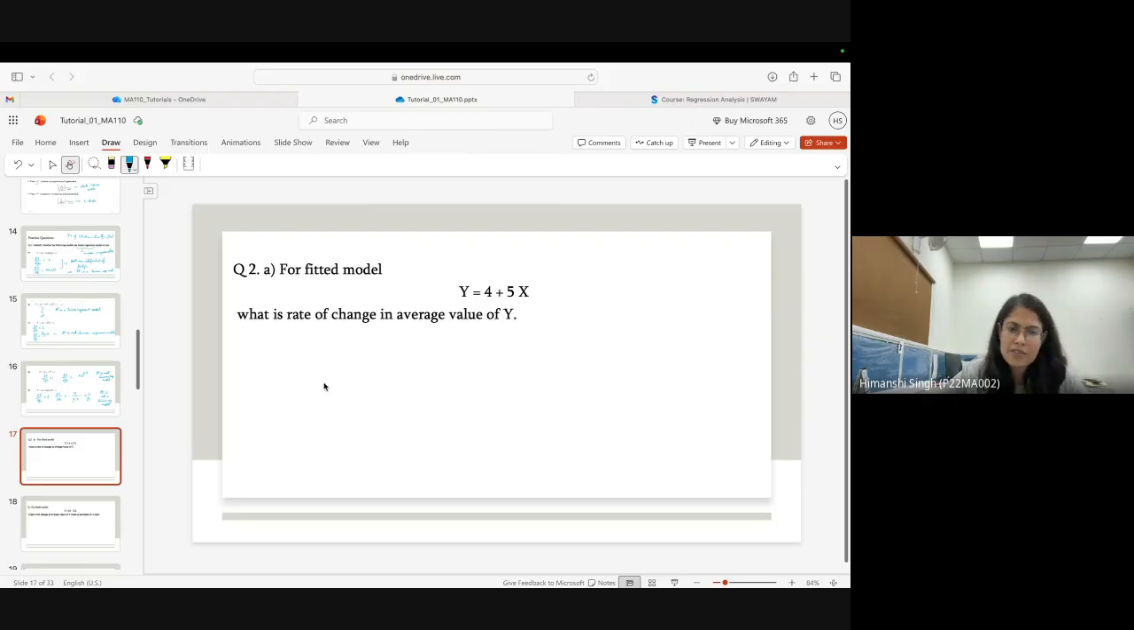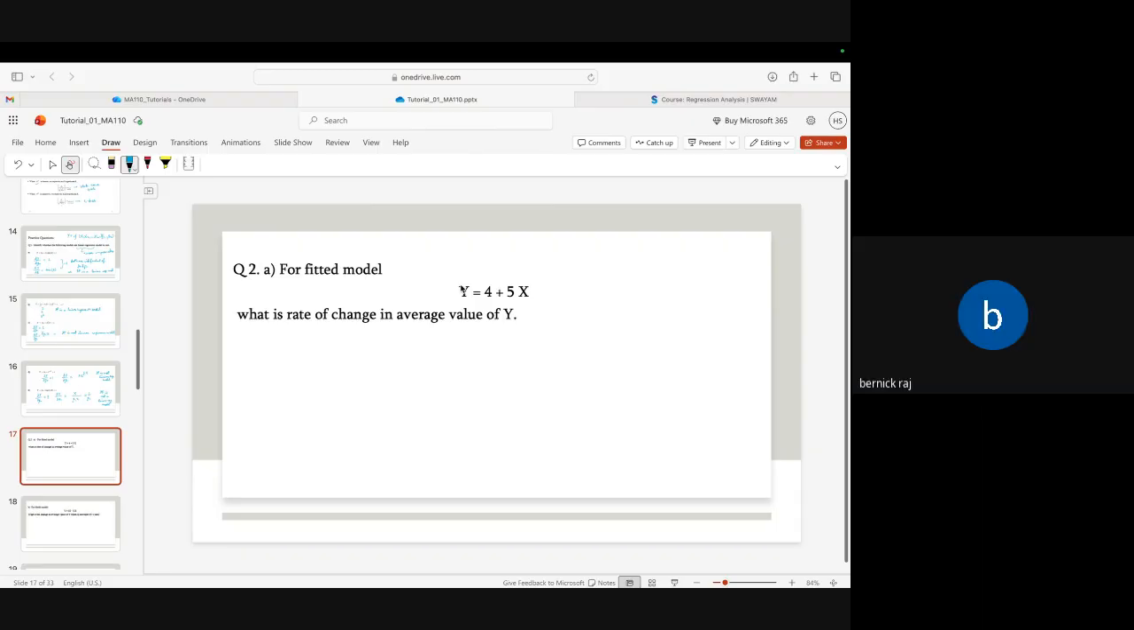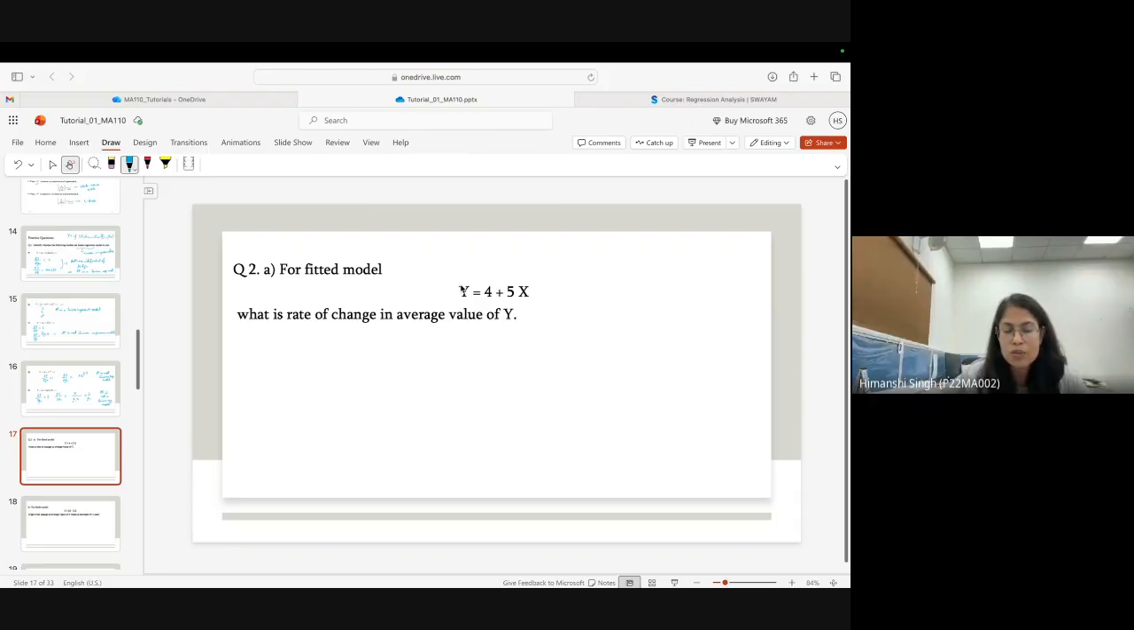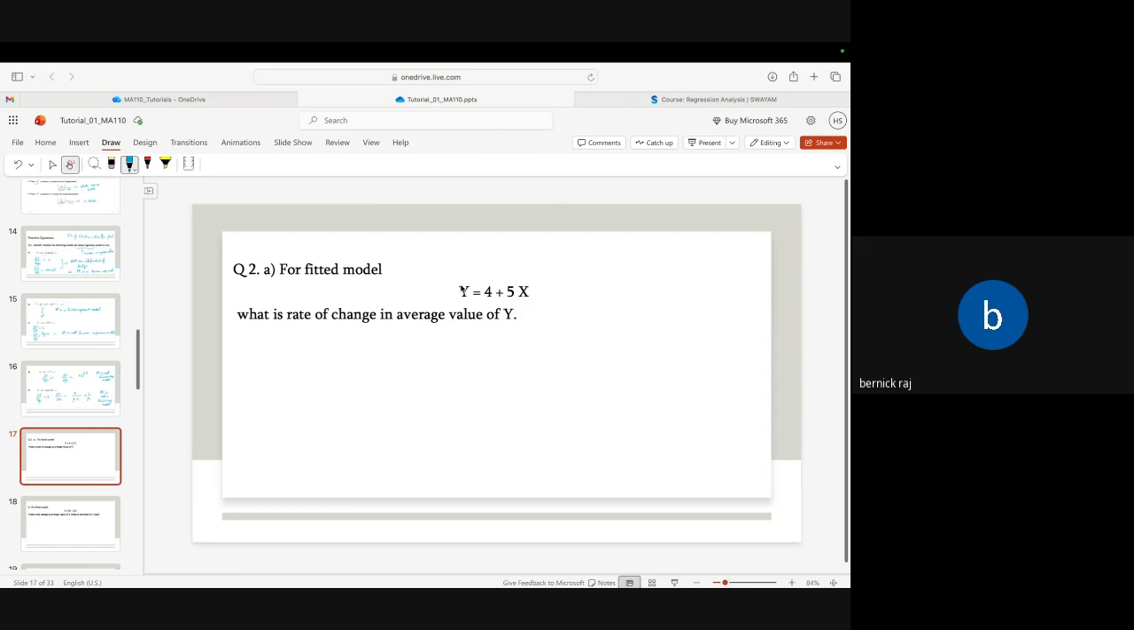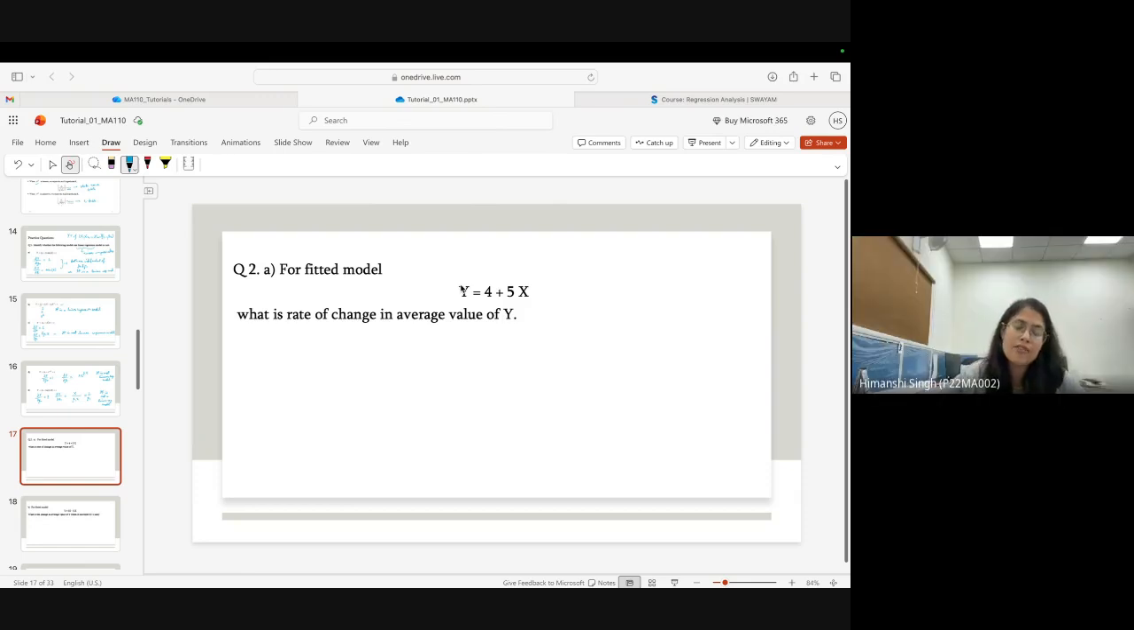In statistics, the average value is the expected value of y. I want to know what the rate of change in the average value of y is with respect to x. If I change x, at what rate will y change? 5. Yes. If I increase x by 1, y will increase by 5. In mathematical terms, to write it more precisely, first I want to find the average value of y, which will be the expected value of y.